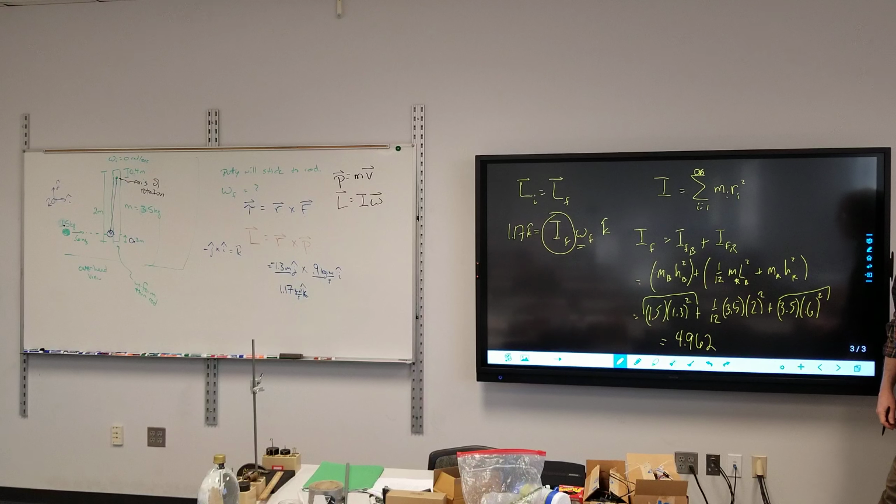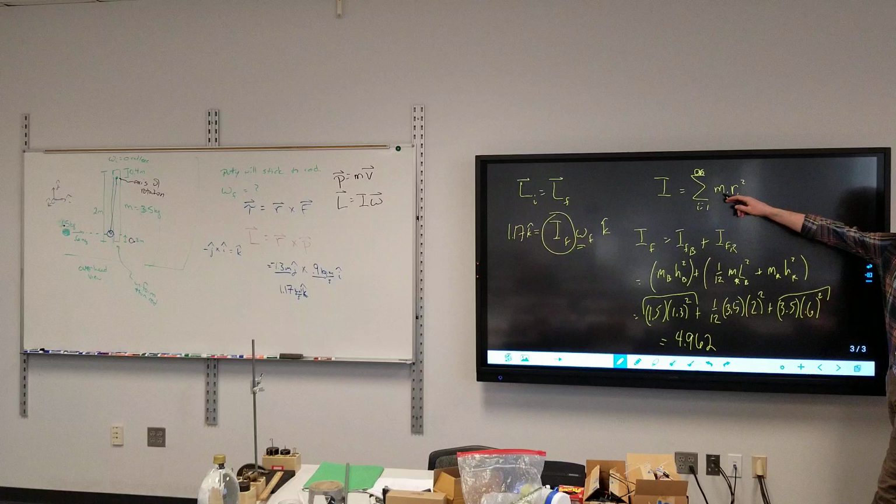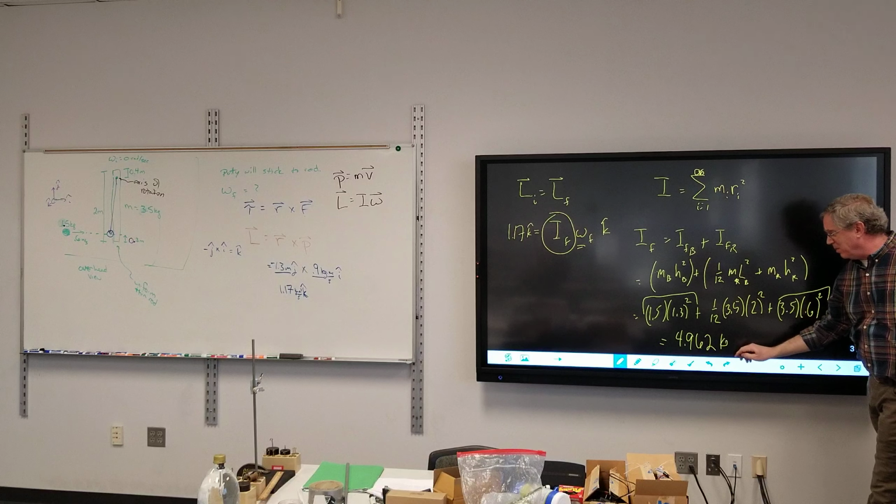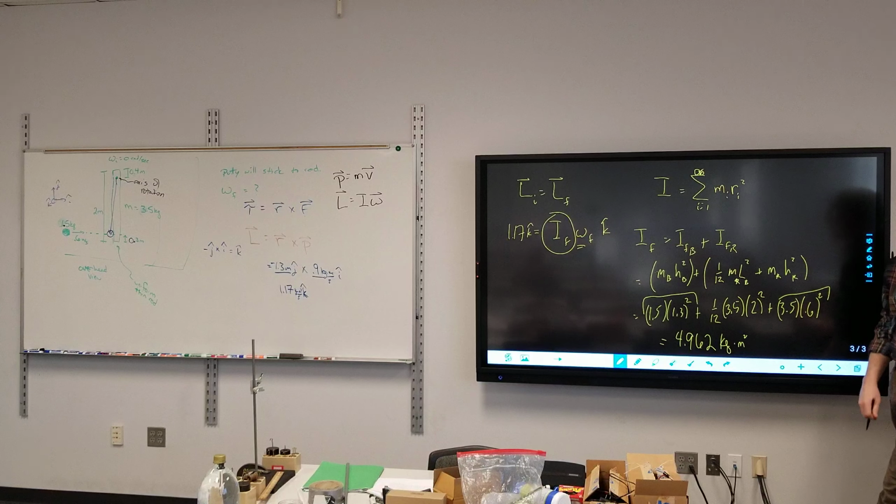Wait, inertia is mass, right? This is moment of inertia? Alright, units of mass, kilogram. Units of r squared, it's just kilogram meter squared.